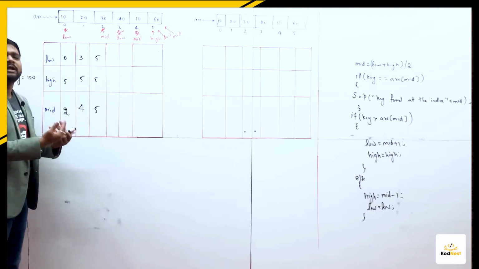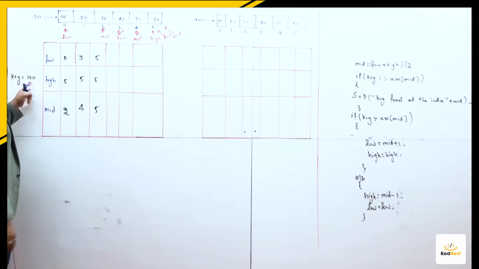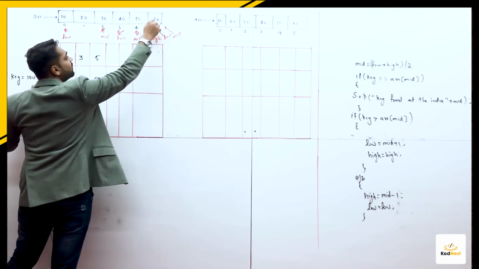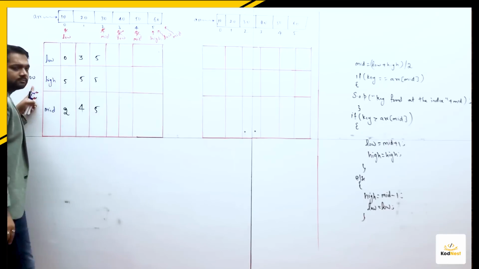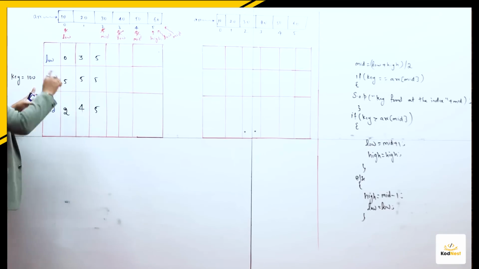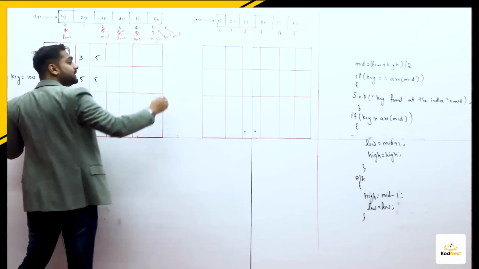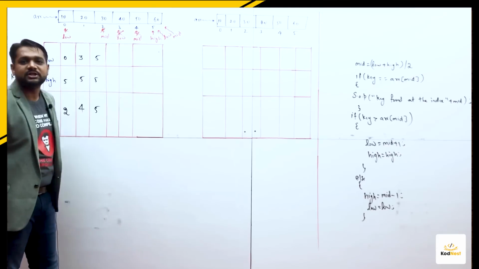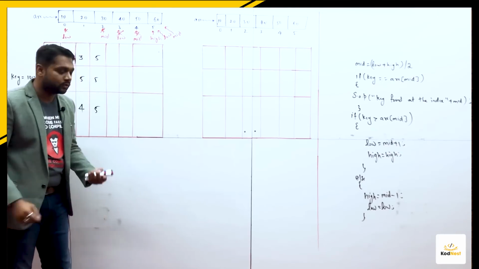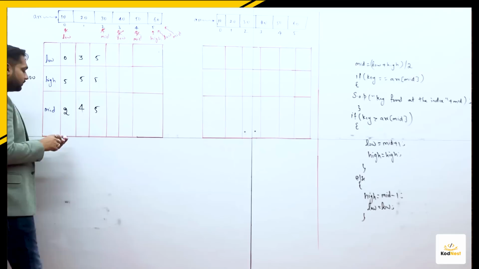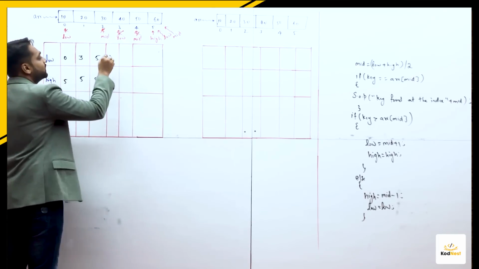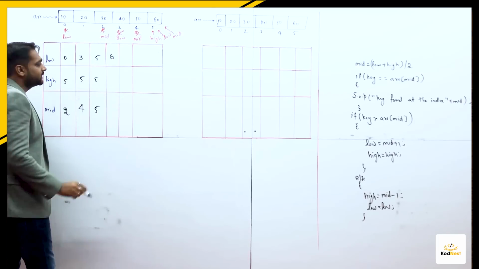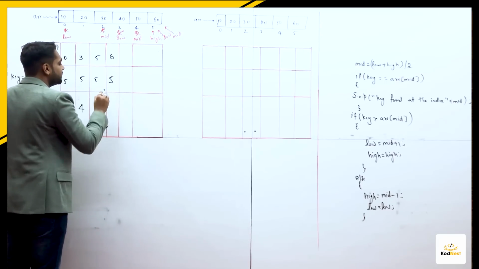Next what? If you calculate mid, again you have to check whether key matches with array of mid or not. Is 100 matching with array of mid, 60? No, it is not matching. Is 100 greater than array of mid? Yes, 100 is greater than 60. If it is greater, what do you have to do? Make low point to one step ahead of mid. Mid was 5, ahead of mid is 6. Let high be there only.